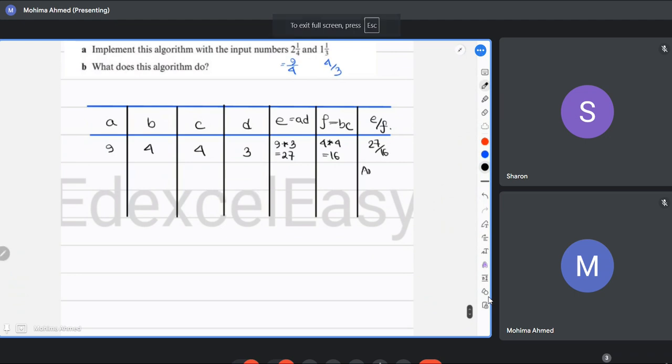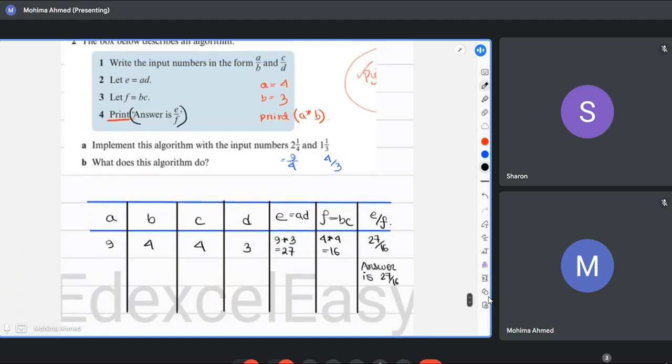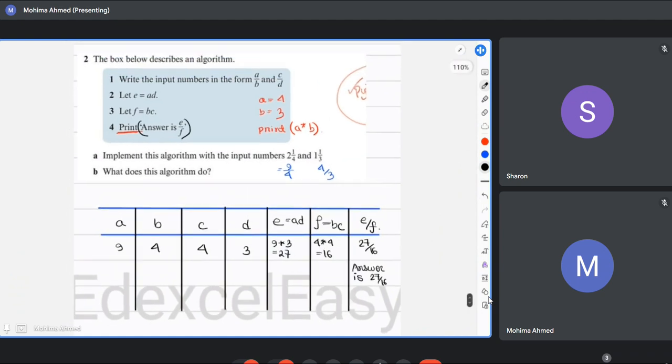So the answer is going to be 27 over 16. Remember that it was stated over here inside the colon that print answer is E over F, right? You're supposed to write: answer is 27 over 16. So this was the entire algorithm for part 2A.